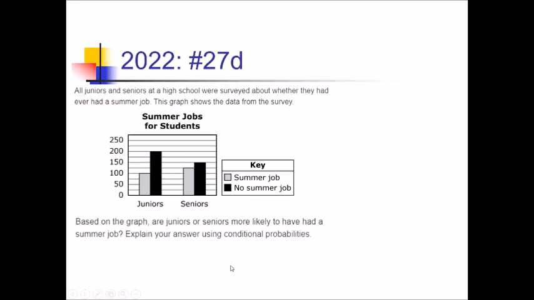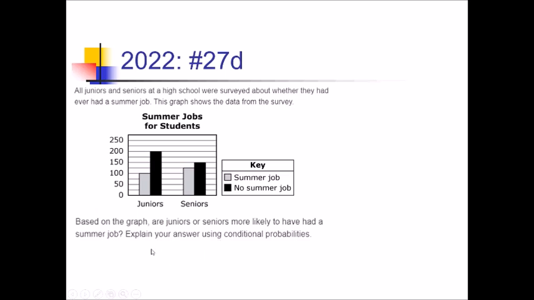For the last part of this problem, based on the graph, are juniors or seniors more likely to have had a summer job? Here's the key, though. Explain your answer using conditional probabilities. So if you just look at the graph, the seniors are a lot more evenly balanced between the summer job and the no summer job. It looks like a higher proportion of the seniors had summer jobs than didn't, versus the juniors. So just eyeballing this, it looks like the seniors ought to win this contest here, but they said using conditional probabilities. So we have to show them the numbers.